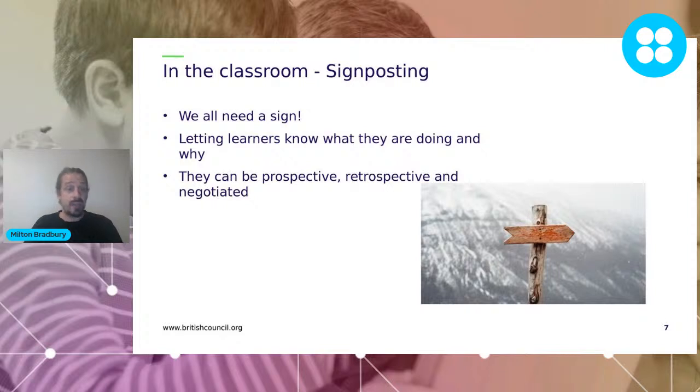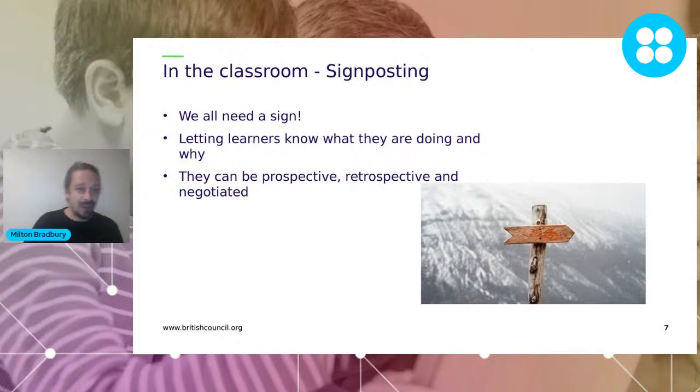So those two examples I gave are what we call prospective signposting and retrospective signposting. Okay? Prospective signposting is asking students, what do you think we're doing next? Or you telling them, next we're going to go do this. Retrospective signposting is, what did we just do? Why did we just do it? How did you feel about it? Was it useful? So these are two strategies of involving learners in the process of the class.